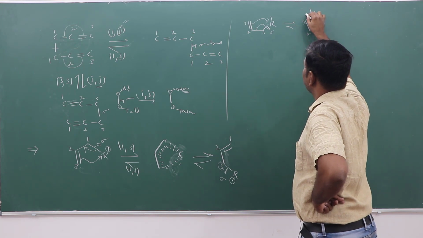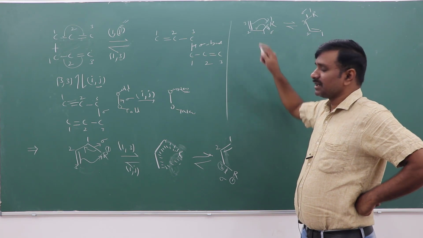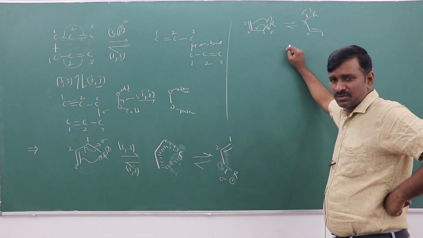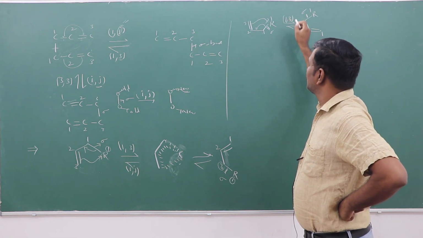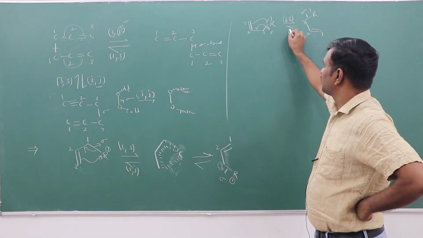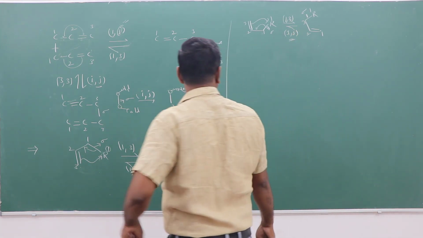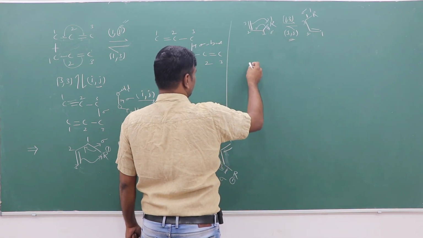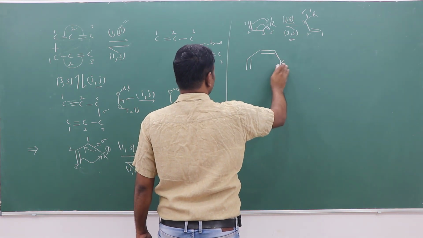So this is the migrating sigma bond. Both ends will be 1 and 3. Before that, 1 and 1. So here it is 1 and 3. 1 is the old position, 3 is the new position for the attached group. So that's why the shift is a 1, 3 shift. The migrating sigma bond moves from 1, 1 to 1, 3. It may also be considered a 1, 3 shift. Through this cyclic transition state, it is going to take place.